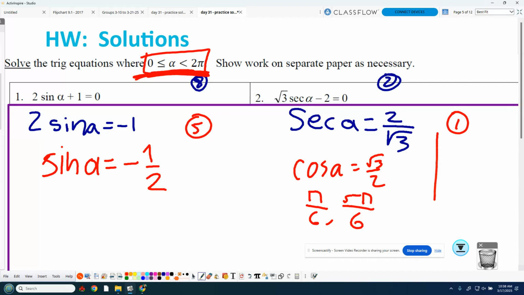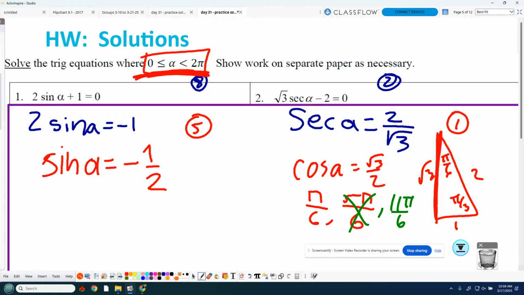So where is, across from pi over 3 is root 3. Where is root 3 adjacent? It is adjacent at pi over 6. Where else is cosine positive? What other quadrant? 2? 4. Okay, so we were given a quadrant 2 angle, but we want quadrant 4. What is the pi over 6 in quadrant 4? 11 pi over 6.